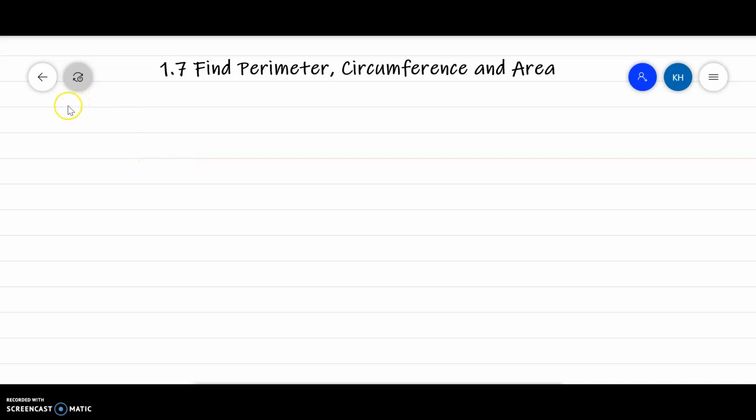Well, hello. Welcome to the last section of Chapter 1, Section 1.7, Finding Perimeter, Circumference, and Area. We got 4 things to discuss here today, and so we're going to start with the first one. That's going to be a square.